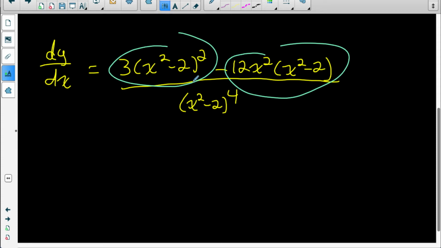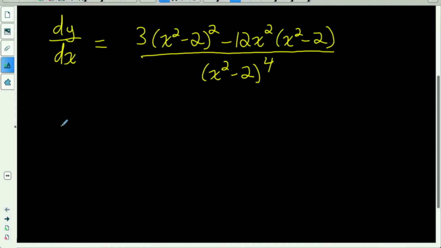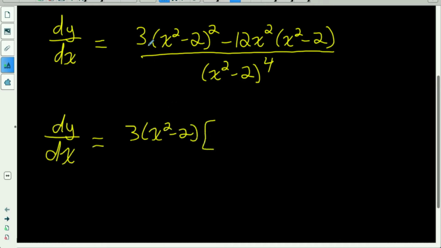They both have a factor of x squared minus 2, and they both have a factor of 3 that I could take out as well. So I'm going to common factor the numerator. I'm now going to take out those two common factors. So on the next line, the derivative is equal to, I'm going to take out the common factor of 3 and the common factor of x squared minus 2, and now I'm going to divide both of the terms, this term and this term, by those two common factors that I'm taking out.